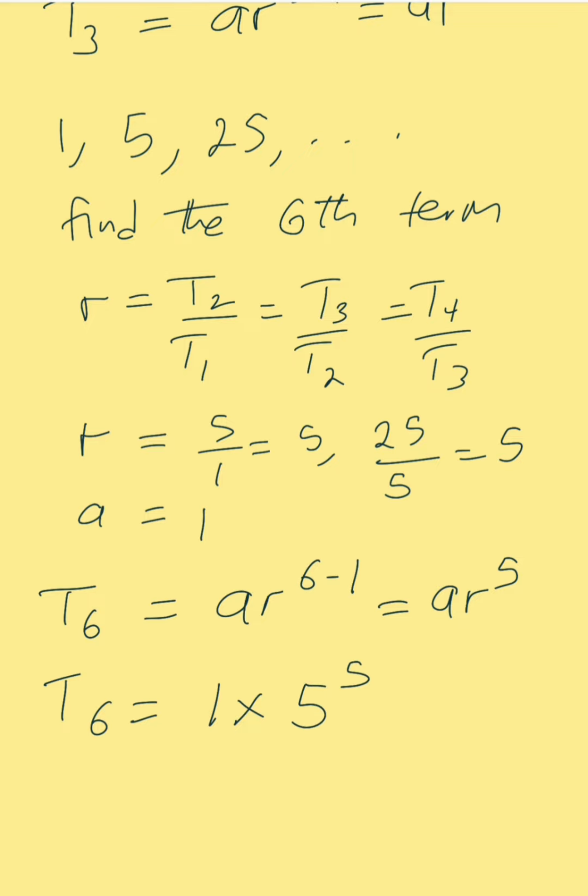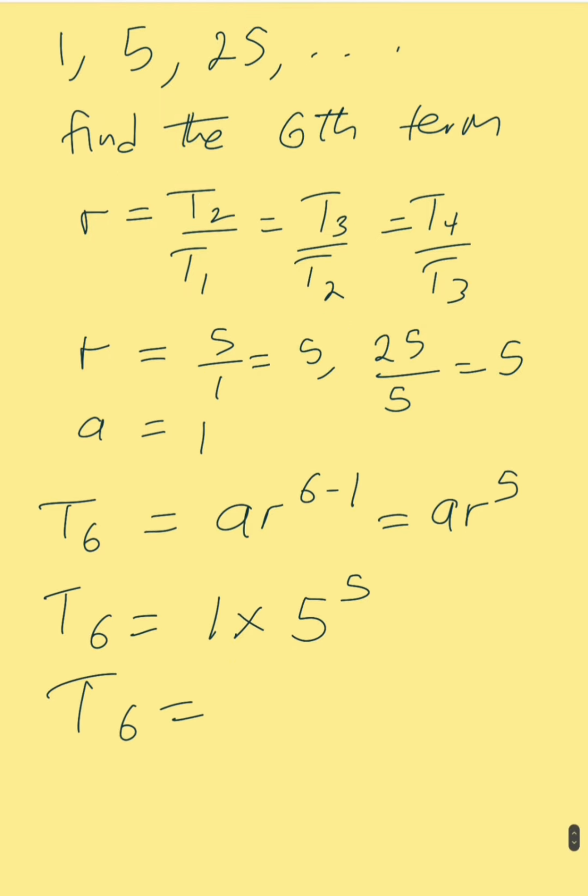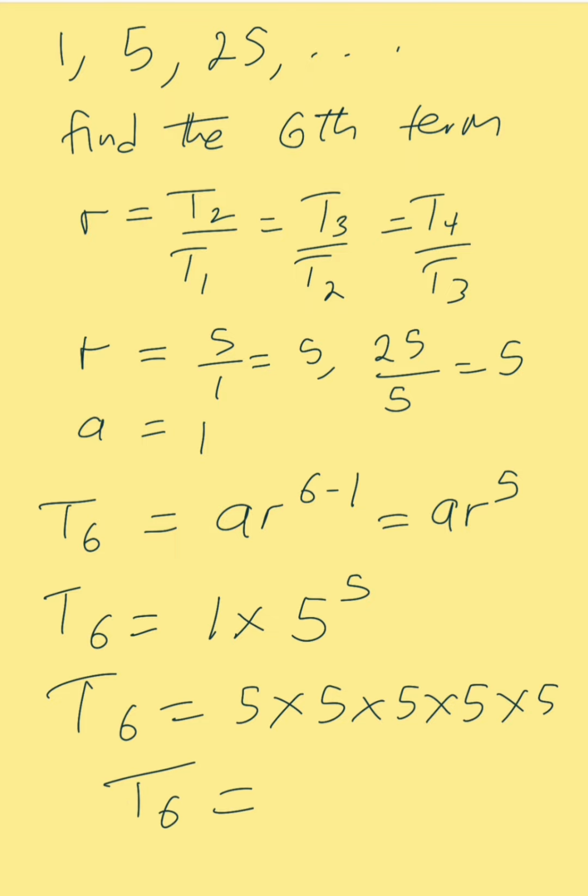So you have to multiply 5 by 5 by 5 into 5 places. What will it give you? 1 times 5 to the power of 5 is 5 to the power of 5. So we have 5 times 5 times 5 times 5 times 5, into 5 places. Now 5 times 5 is 25. 25 times 5 is 125. 125 times 5 is 625. And 625 times 5 will give us 3,125. This is the sixth term of this particular geometric progression.